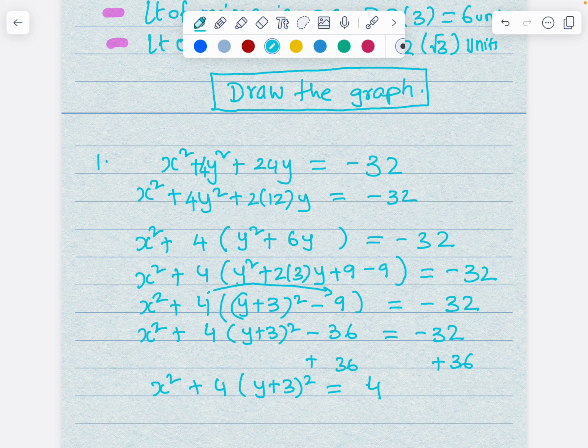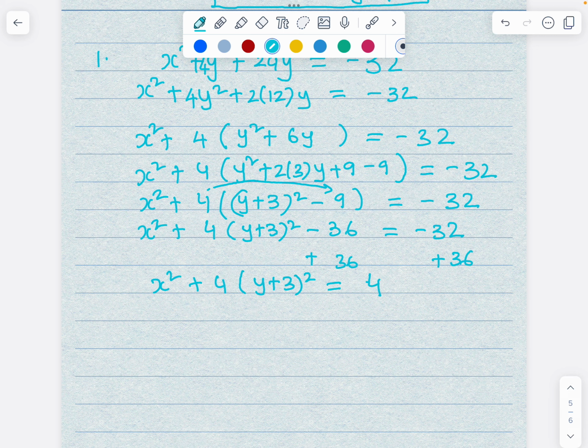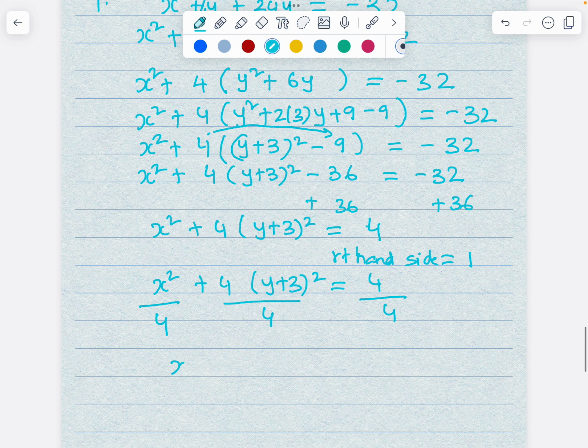Right? Now, remember again, in the standard form, your right hand side should be 1. So therefore, I'm going to divide everything by 4, right? I divide everything by 4. And therefore, I will get the standard form.